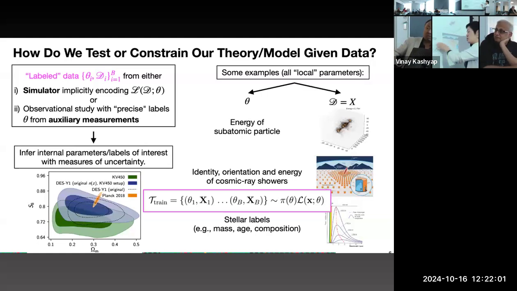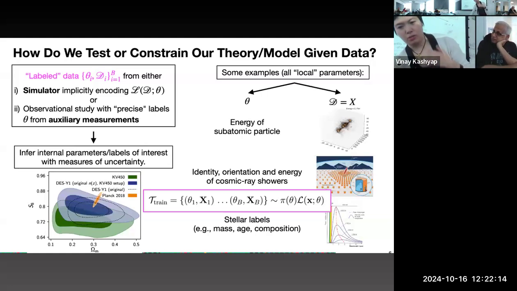Yeah, I think so. And so we think of it as the data coming from the likelihood, and then what I call the prior, which just means the distribution of the theta. Okay, so it's not the typical statistical setting.